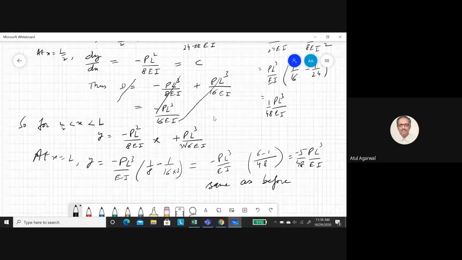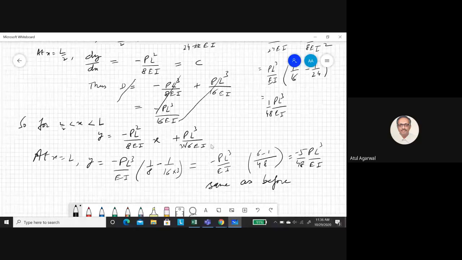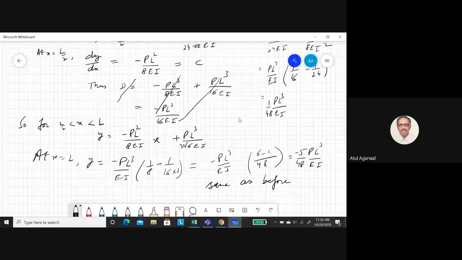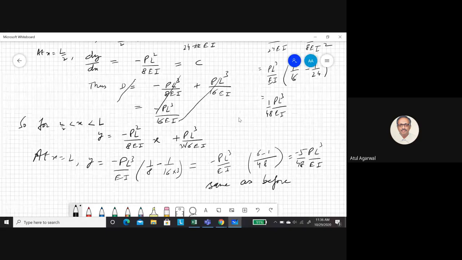Sir, is this what is called the Castigliano method? No, that is different. I will tell you later. This is all simple integration procedures. Is this the double integration method? Yeah, you can say that. No, this is like simply solving a differential equation. If the differential equation is second order, you have to integrate twice. If you have a differential equation of fourth order, you have to integrate four times. So you can call it double integration. Okay, sir.